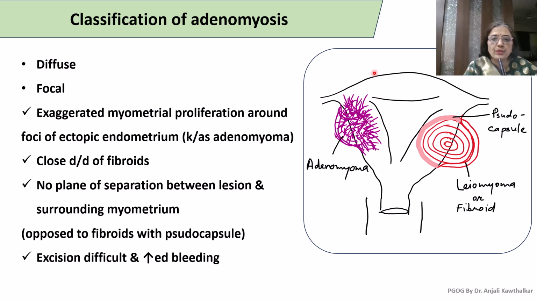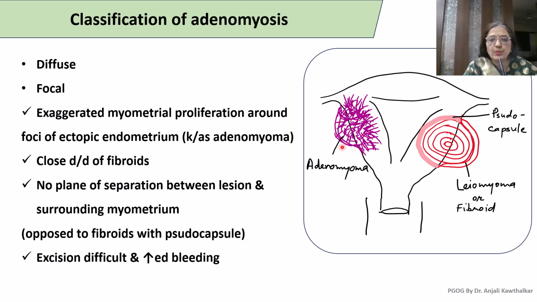There will be uterine enlargement, which will be uniform uterine enlargement. That is diffuse adenomyosis. And second is focal adenomyosis, where this change is seen at only one specific point, then it is called focal adenomyosis, which is also called adenomyoma, as you can see here. Only here there is a change at one particular place in the myometrium, and the rest of the myometrium is healthy. In focal adenomyosis, there is exaggerated myometrial proliferation around foci of ectopic endometrium. It is also known as adenomyoma.